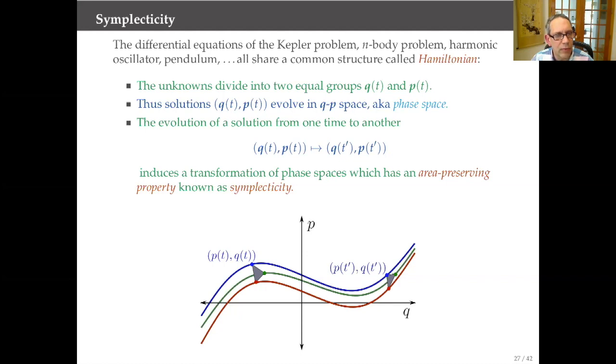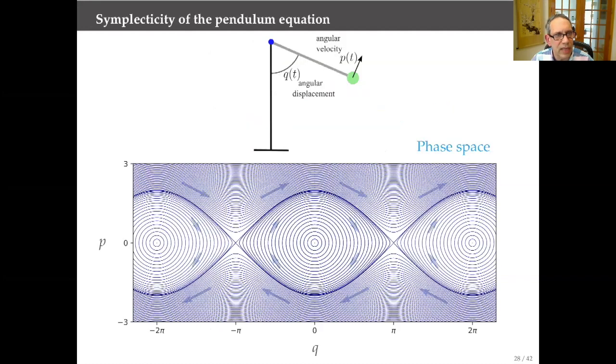You do that for different points, you get different points over here. And if you do it for a whole region of points, you get a different region over here. But let me show that in a specific example. A simpler example than the Kepler problem, just a pendulum, which is described by its angle and its angular velocity, two scalars. Here I've plotted P versus Q.